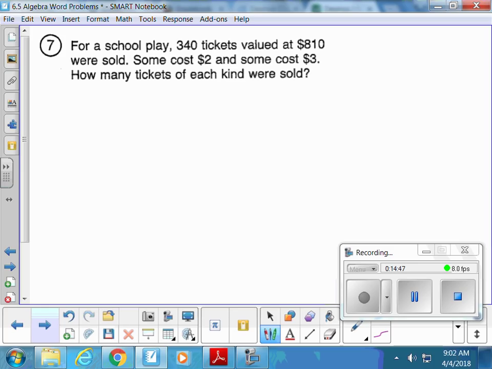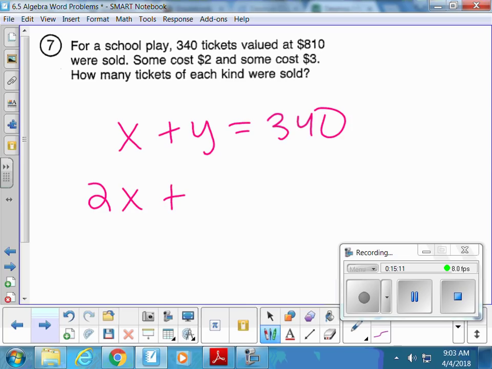Number 7. Last one we're going to do together. For a school play, 340 tickets were valued at $810. So basically we're selling 340 tickets. I'm going to let X be one type of ticket and Y be the other type of ticket. So if we're selling 340, this would be my setup. Type 1 plus type 2 is 340. Now we got to talk dollars and cents. Some tickets cost $2. Some tickets cost $3. And all of them added together was $810. That one's a little bit tricky because some of my information came from the first sentence, some of the information came from the second sentence. But I used all the information to make two equations.